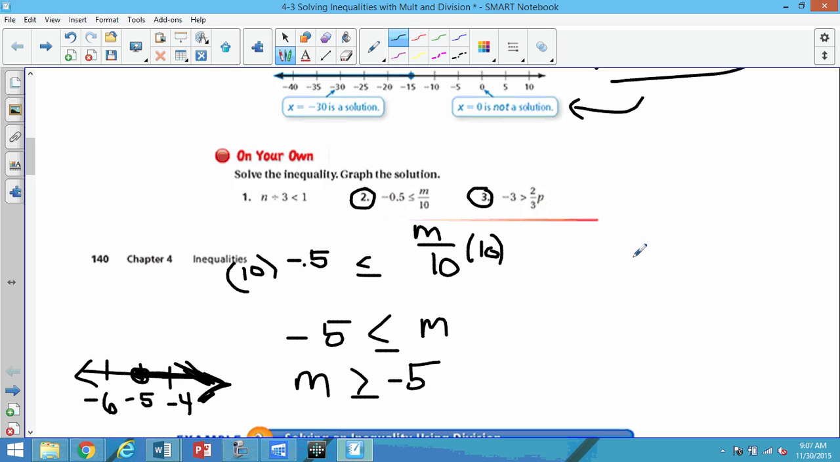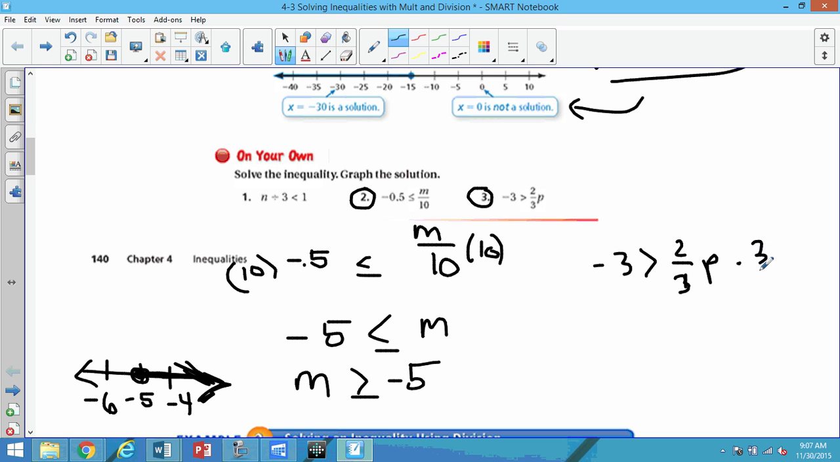Number 3 then is very similar in that it's negative 3. You're going to also multiply. That's how it's similar. Is greater than 2/3 p. Now, this is a fraction times a variable. So when we multiply, we normally would divide, but we're not going to divide because of the multiplicative inverse property, we have to multiply by the reciprocal of 2/3.